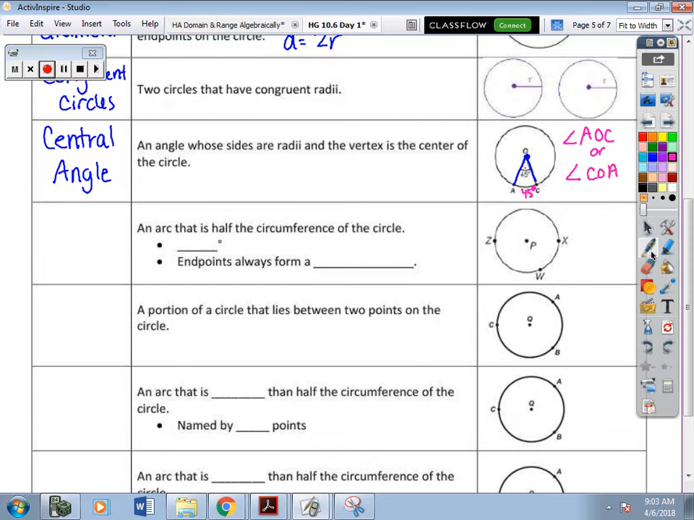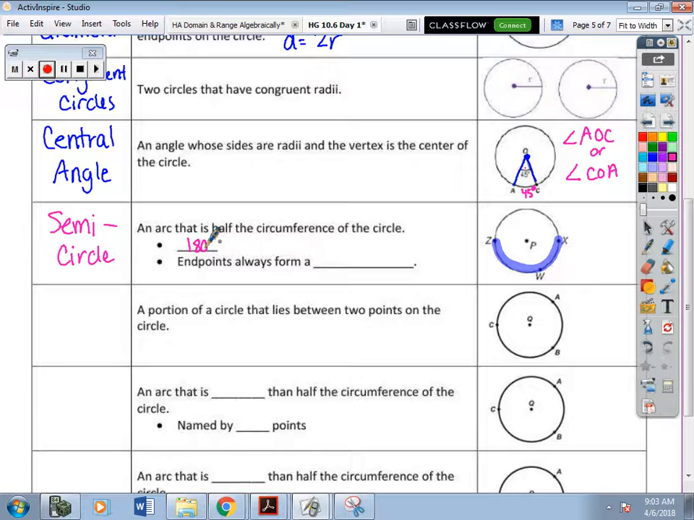All right, the next one is an arc that is half the circumference of the circle. So again, if you have a highlighter, you might want to go ahead and highlight that part. What do you think that would be called? It's half of a circle. Semicircle? Have we heard that before? Half of a circle? Semicircle? How many degrees would be in a semicircle? 180, half of 360. My unit circle people know this. Wow, right?